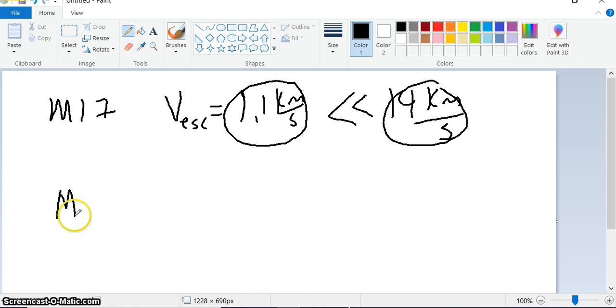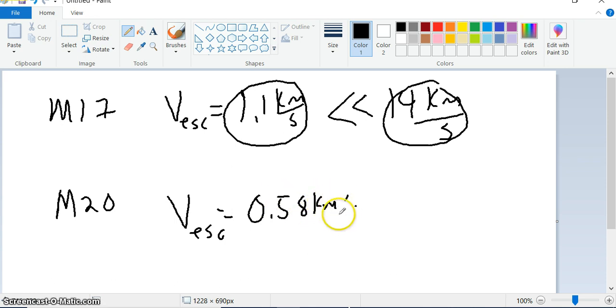All right, the last one I think was M20, and when I calculated the escape speed for that one, here's what I got. That one's really small. It has an escape speed of 0.58 kilometers per second. Just to remind you, for that particular one, the molecular speed was again much greater, 14.2 kilometers per second. So again, the gas could easily escape. All right, let's do the last one. It doesn't take all that long.